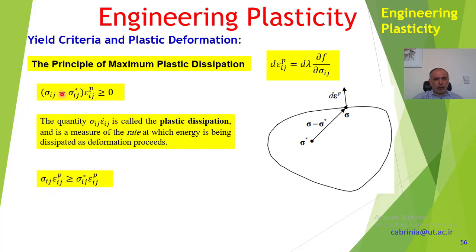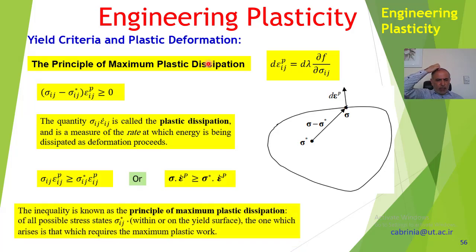As you can see from this inequality, if you put here sigma ij epsilon ij p, it means that this must be greater than sigma ij star epsilon ij p. So that is the principle of maximum plastic dissipation. In vector form, we could write this as sigma, that's the vector, dot epsilon dot p, that's the vector again, is greater than sigma star dot epsilon dot p. This is the same as this. The inequality is known as the principle of maximum plastic dissipation.